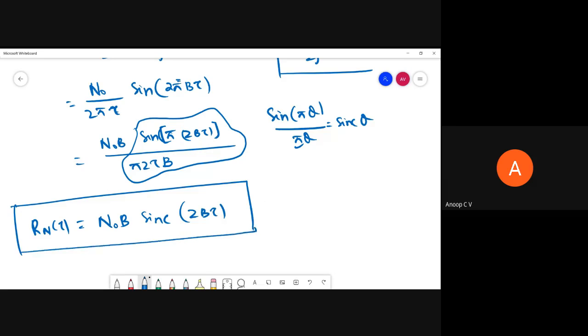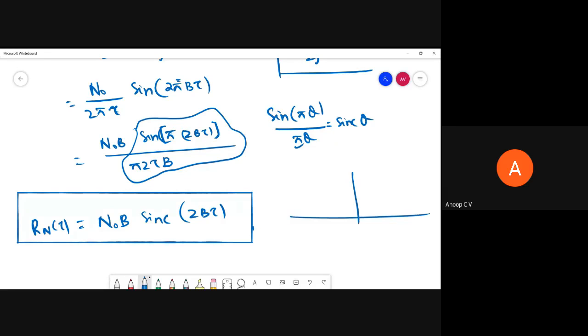So how to plot this? To plot the sinc function, I'll take sinc theta as an example. When theta equals 0, it will have a maximum. And when theta is equal to 1, 2, 3, and 4, it will be crossing zeros.